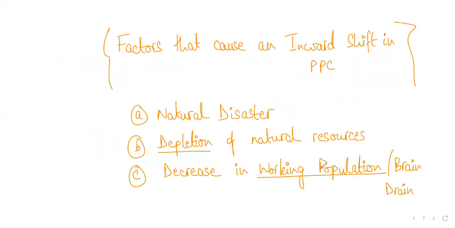So decrease in working population for any reason, or brain drain, which means people are leaving the country, going to other countries. So these are the three factors: natural disasters, which we talked about, depletion of natural resources, and decrease in working population. These are the factors that will cause an inward shift in your production possibility curve. Is this simple? And then you can add some other things.